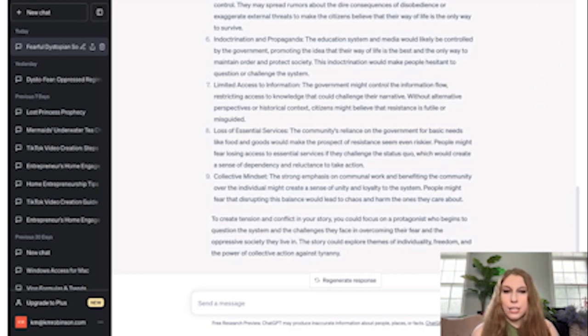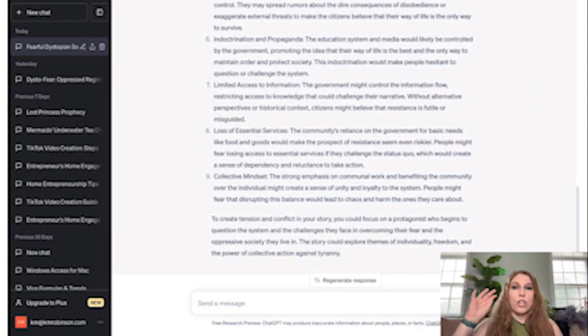And then, of course, there's the collective mindset, the strong emphasis on communal work and benefiting the community over the individual that might create a sense of unity and loyalty to the system. People might fear disrupting this balance would lead to chaos and harm the ones that they are caring about. And then they go on to say to create tension and conflict in your story, and they give us some ideas for that. So let's say we like these.